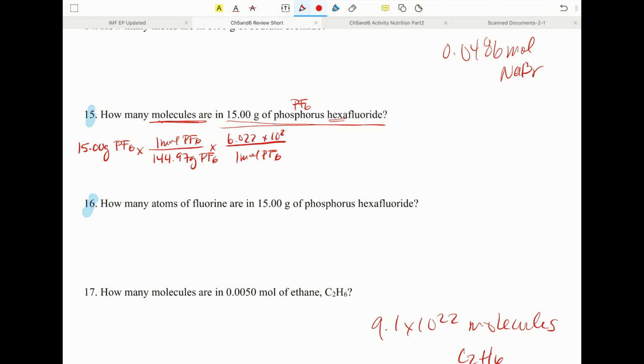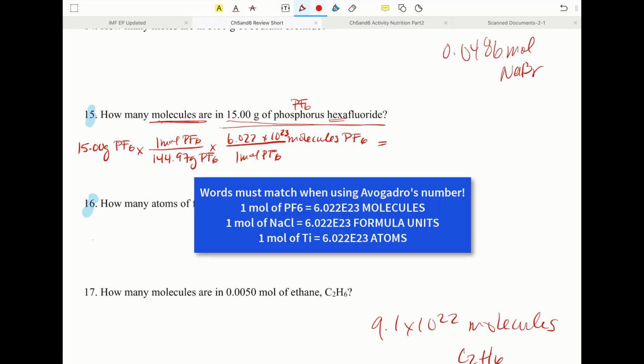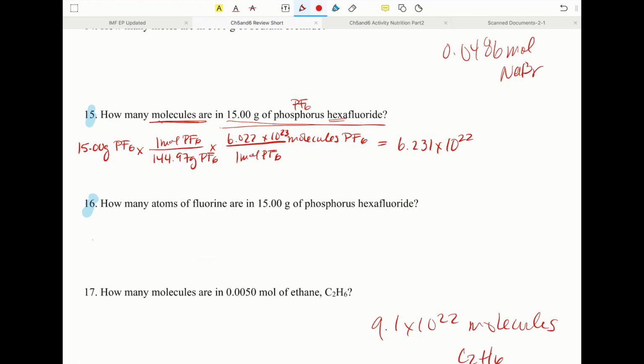Now we are at moles, and the next step is to get from moles to molecules. Here is where it's important to remember that we have to use the right word for the right particle, right? Here, PF6 is a molecular compound, so molecules is the appropriate word, and so this makes sense, and we've probably set it up correctly, and then it's just a matter of making sure we do the math right at that point, okay? So do be mindful.